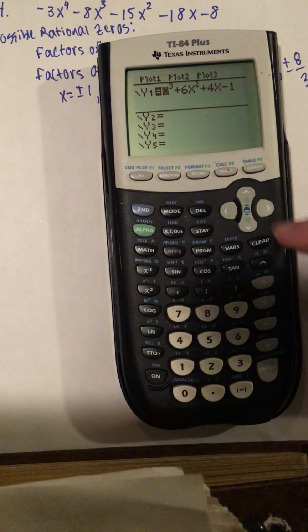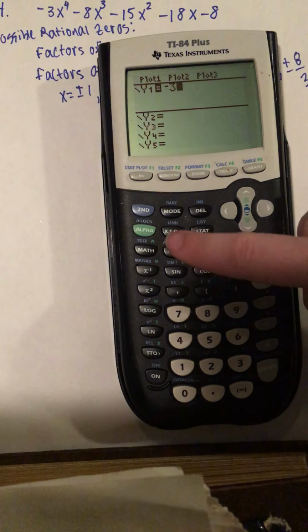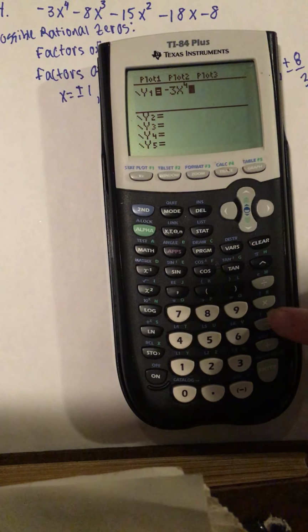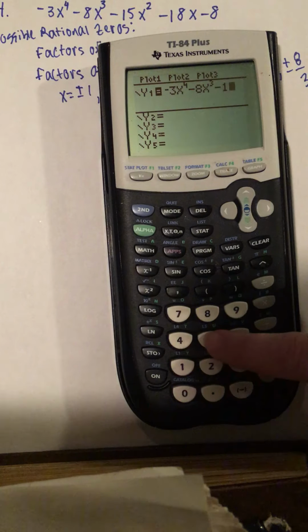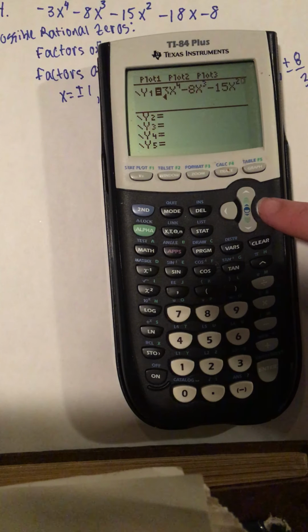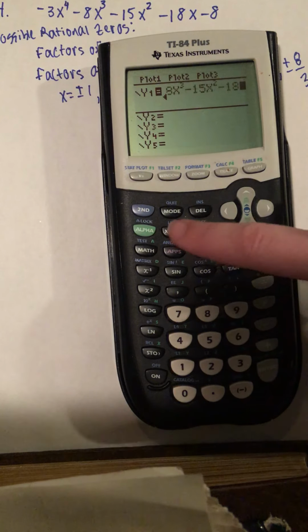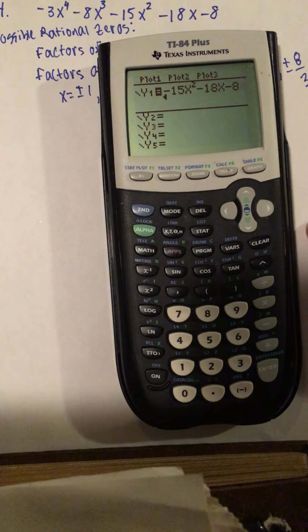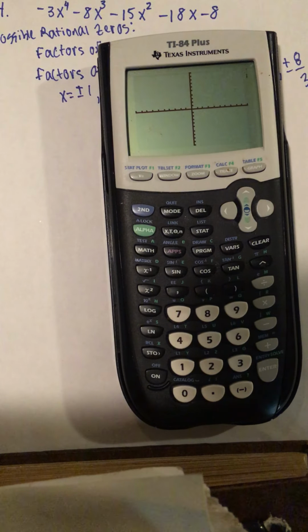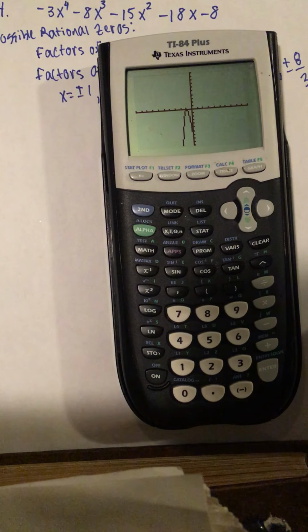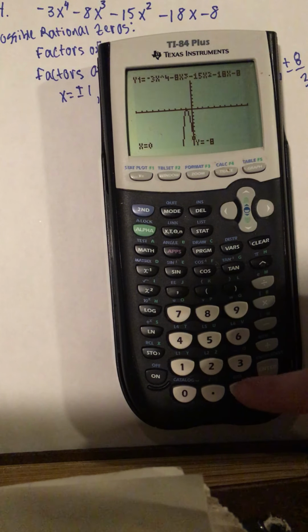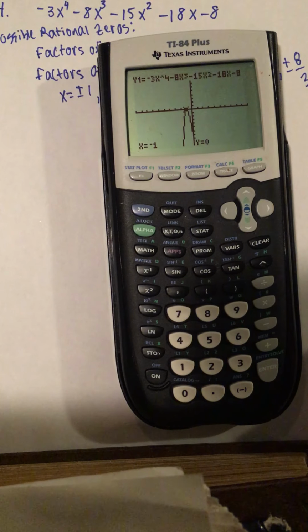Alrighty, so go into y equals negative 3x to the fourth minus 8x cubed minus 15x squared minus 18x minus 8. Graph. Alrighty. That looks like negative 1. Let's check and see. Trace, negative 1. Yep. And that's the only zero we see.